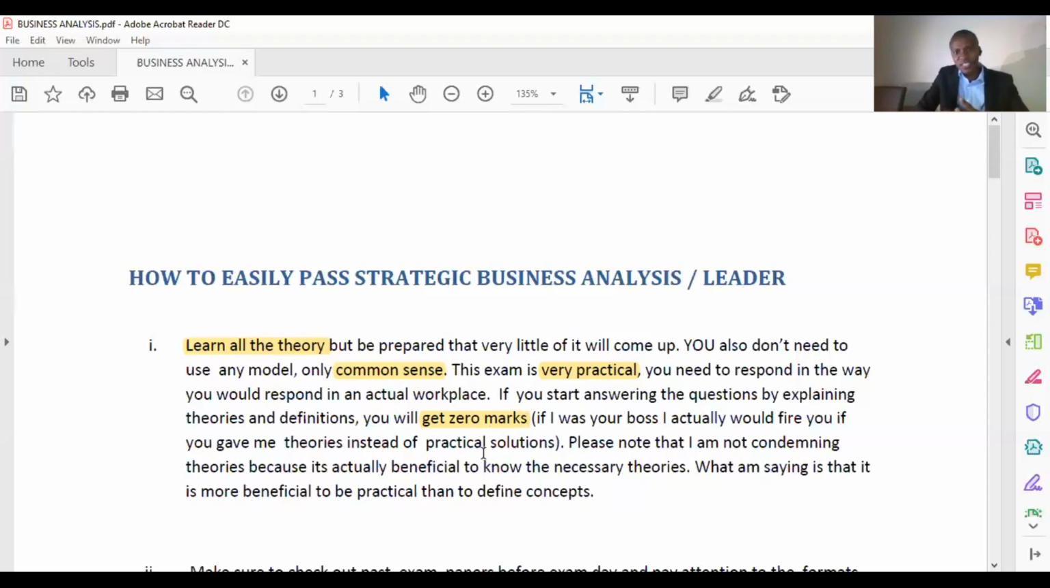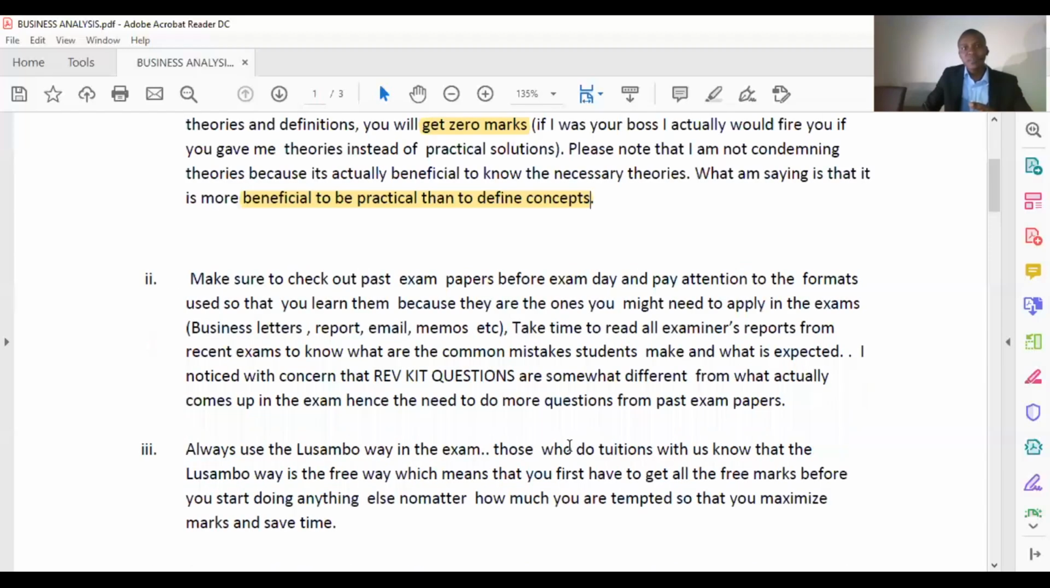Please note that I am not condemning theories, because theories are actually beneficial. But the point I'm trying to bring to your attention is that this exam is practical, which means it is more beneficial for you to be practical than to simply keep on defining concepts. That is what you must understand in order to pass this exam. That is point number 1. So please take your time to read through point number 1. I'll be able to share this PDF with you. And then I go to point number 2.